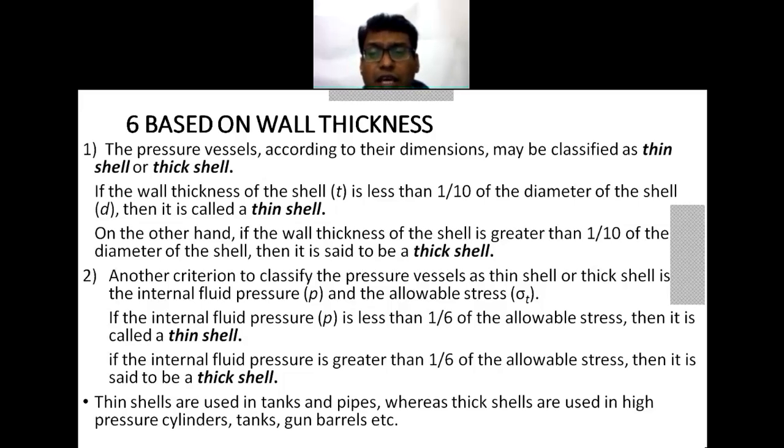Besides that, based on the stresses, there is another type. If the internal fluid pressure is less than 1/6 of the allowable stress, then it is called a thin shell. And if the internal fluid pressure is greater than 1/6 of the allowable stress, then it is said to be a thick shell. Thin shells are used in tanks and pipes, whereas thick shells are used in high pressure cylinders, tanks, guns, barrels, etc.